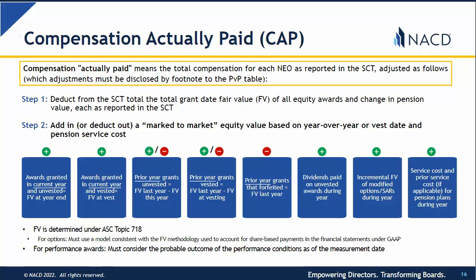How about old grants? Maybe I have an old grant that was made in 2019 or 2020 and it's still vesting in 2022. In that case, if it remains unvested, what the SEC wants to see is how the fair value changed from last year to this year. So I would look at the fair value of this unvested award at the end of last year and compare it to the fair value at the end of this year. If an award granted prior to 2022 actually vests in 2022, I would compare the fair value at the end of last year to the fair value at vesting this year. I would also take out the fair value of anything that is forfeited during the year, and that amount would equal the fair value as of last year. I would add back in, and this is different, and we'll go into this a little bit, the dividends paid on unvested shares and any value attributable to incremental fair value on a modified option or SAR.